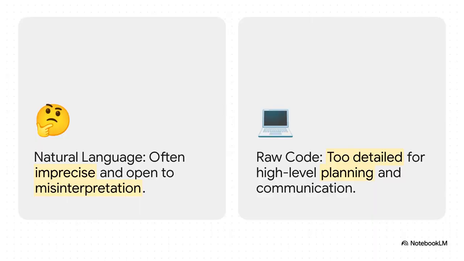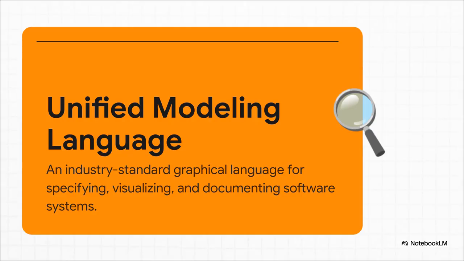The problem is that our normal ways of communicating just don't really work here. If we try to describe the system in plain English, it's way too fuzzy. You say one thing, but everyone hears something slightly different. But if you jump straight into the code, forget it. You're completely lost in the weeds. It's just way too detailed for planning the big picture. And this is exactly the gap that UML was made to fill.